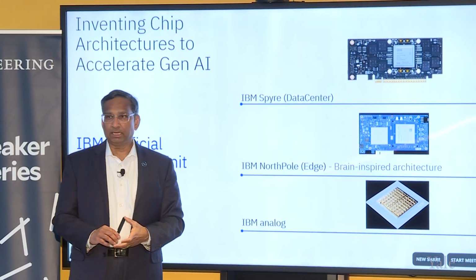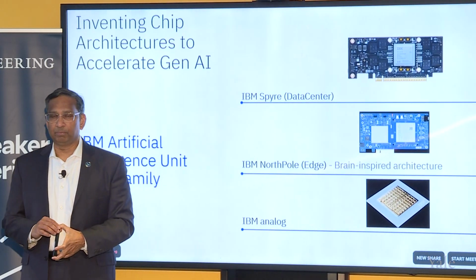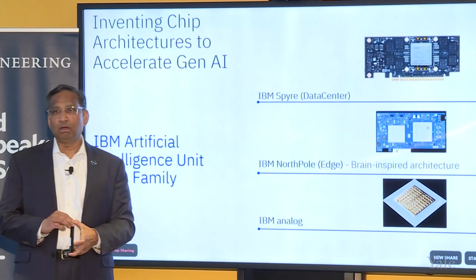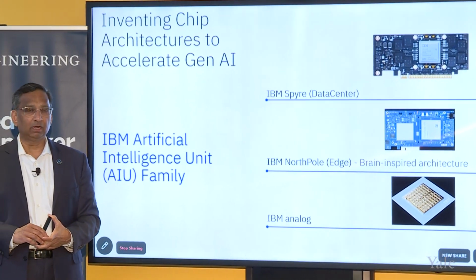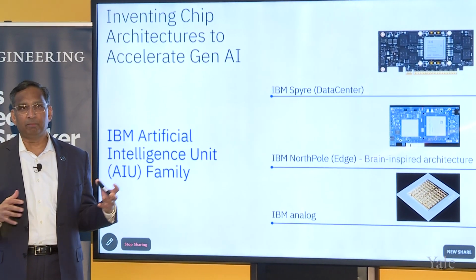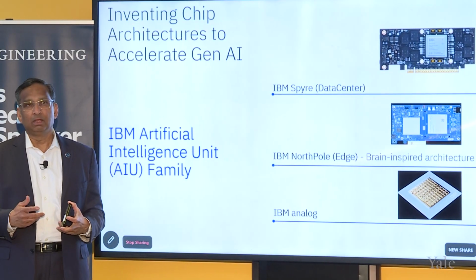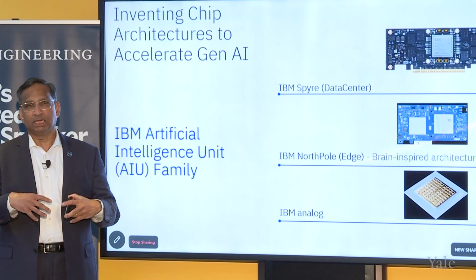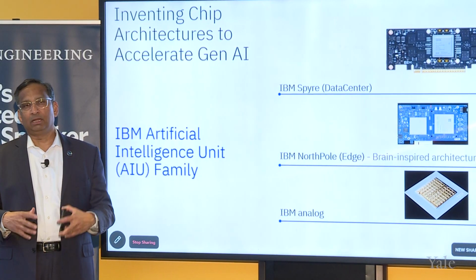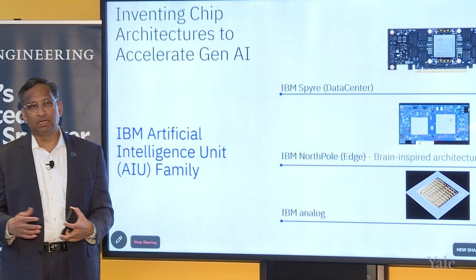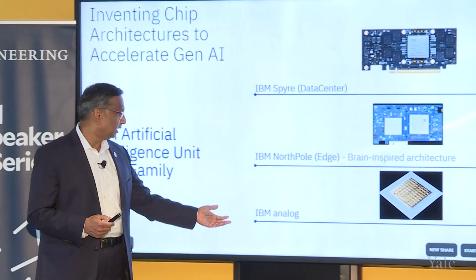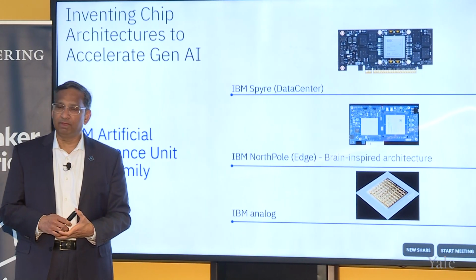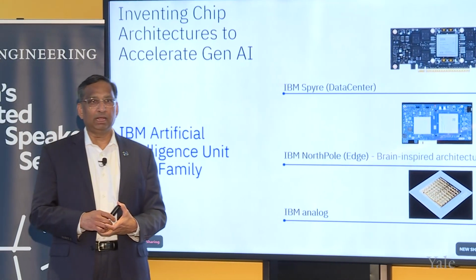And then the second architecture that we are working on is called the North Pole architecture, which is a much more brain-inspired architecture, where we are putting a lot of memory on the chip itself. So compute and memory are both sitting on the same chip, and that really gives you significant improvement in compute efficiency. And then longer term, we are working on analog AI technology, where we are leveraging the power of analog computing.